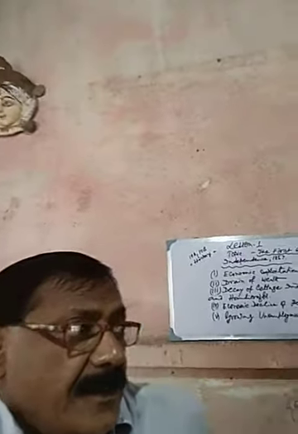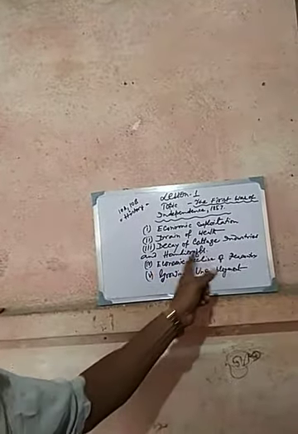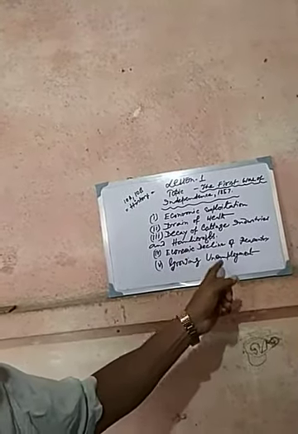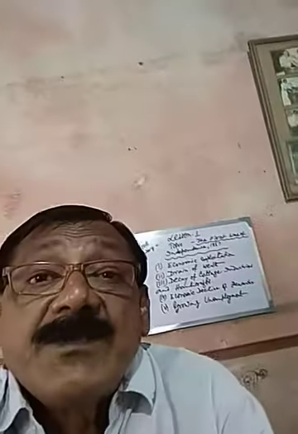Dear students of class 10A and 10B, the following points, as I mentioned on the board: economic exploitation, drain of wealth, decay of cottage industries and handicrafts, economic decline of peasantry, growing unemployment. Now, economic exploitation. What is economic exploitation? What do you mean by economic exploitation?